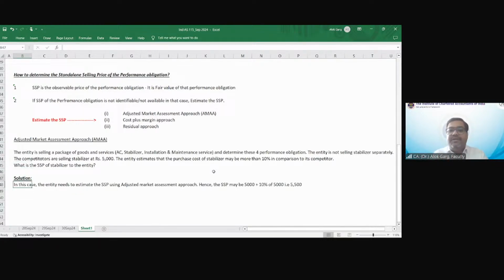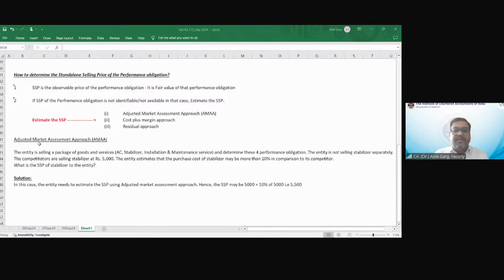Okay. So we understood the adjusted market assessment approach. The second one is the cost plus margin approach. The entity is not selling the goods and services, that performance obligation, separately, but the entity knows the cost. So in that case, adjust the cost of goods and services with the expected margin.